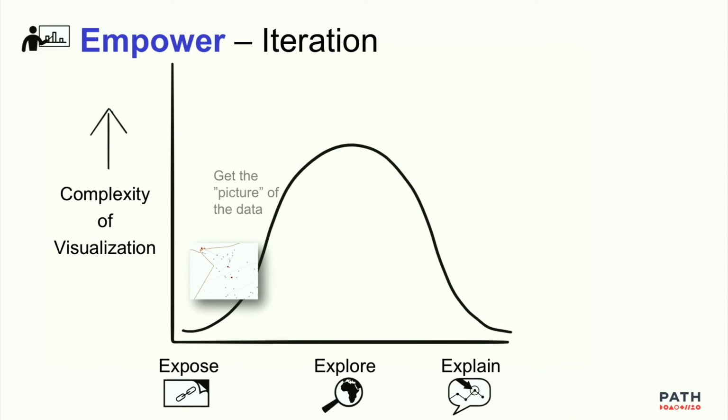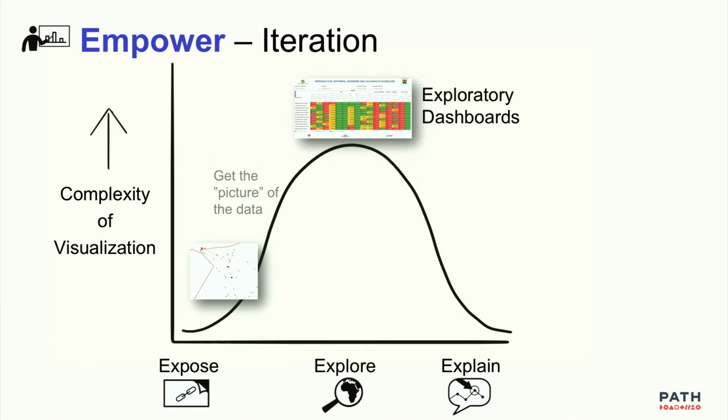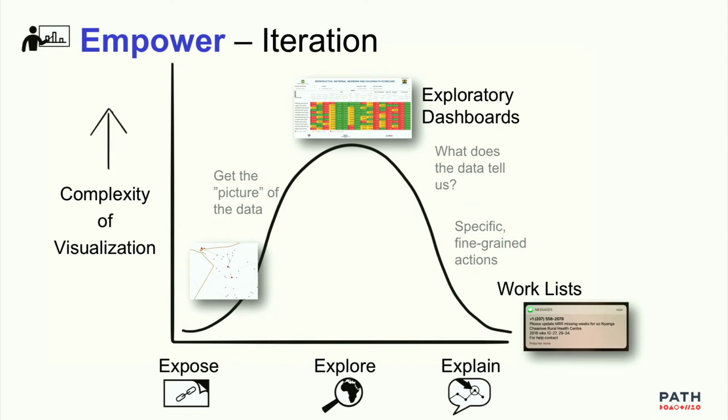And then as we get that picture of what's going on with the data, we're able to build more and more complicated dashboards with more interactivity, more views and everything. But then as we understand what the sources of variation in data are, who's late, who's not, things like that, then we can get into really specific fine-grained actions coming out of the data, and our visualizations get simpler and even turn into things like work lists or text messages to people.